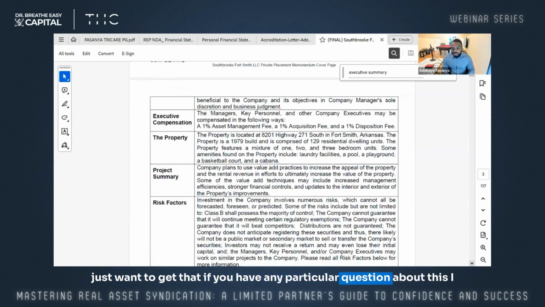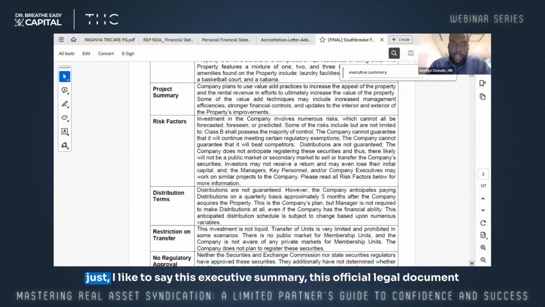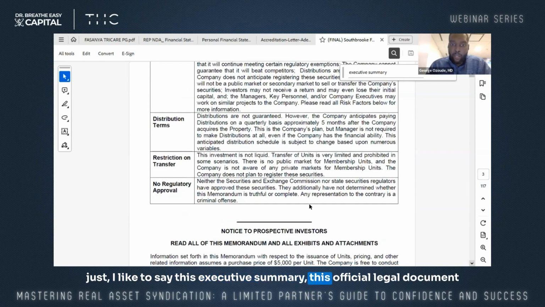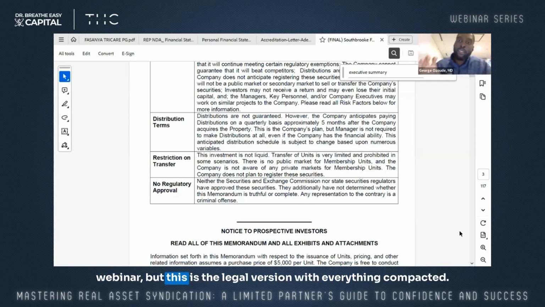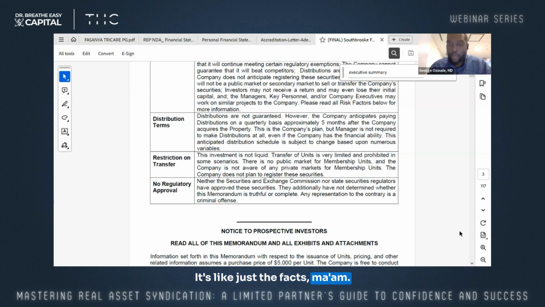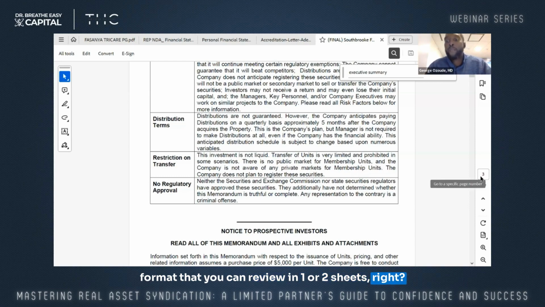If you have any particular question about this, I like to say this executive summary, this official legal document, is just a super efficient, comprehensive version of the offering memorandum. The offering memorandum is like a pretty version for the webinar, but this is the legal version with everything compacted. It's like just the facts, man, if you ever heard that quote. None of the fluff. You just want the actual information in a condensed format that you can review in 1 or 2 sheets, right?